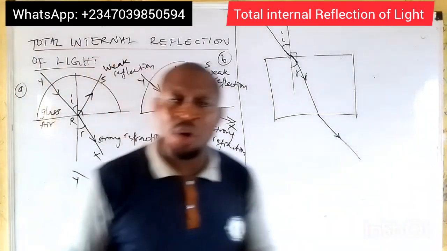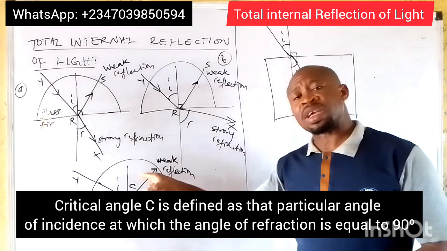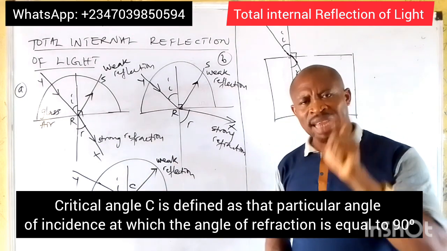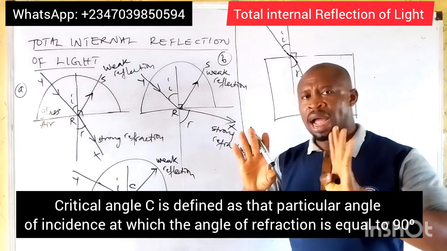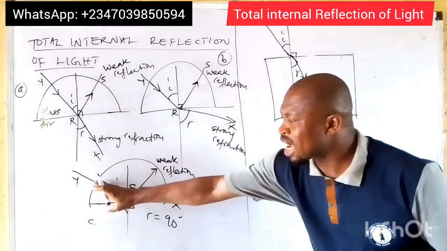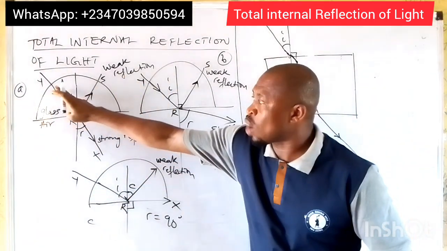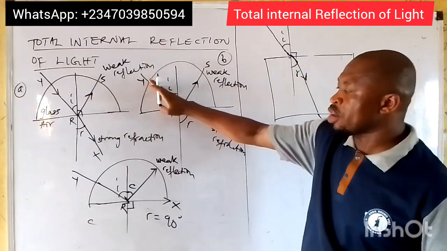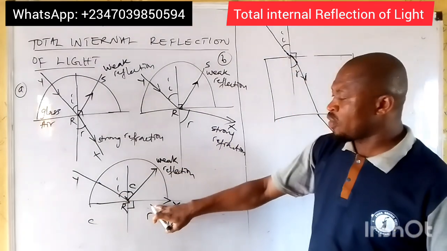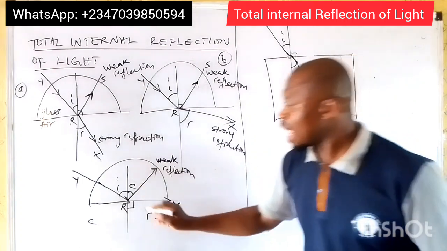So at this point, we can now define critical angle as that particular angle of incidence where the angle of refraction is 90 degrees. That is the critical angle. Now if we continue to increase our angle of incidence, follow the direction. We have a smaller angle here. We increase it here, and this one increased. As we increase further, the angle of refraction will now lie on the air.